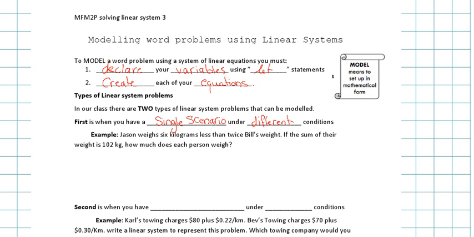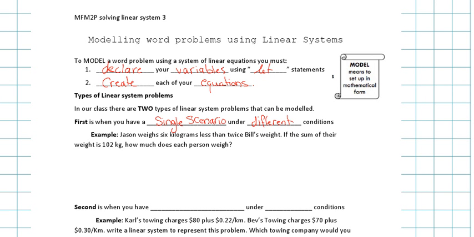So my original question to you, what are my variables? What are the things that I don't know? And you answered Jason's weight and Bill's weight. This is my first question to you. You always have to ask yourself that question: what are my variables? What am I looking for? And this is where you have to declare your variables using the let statement.